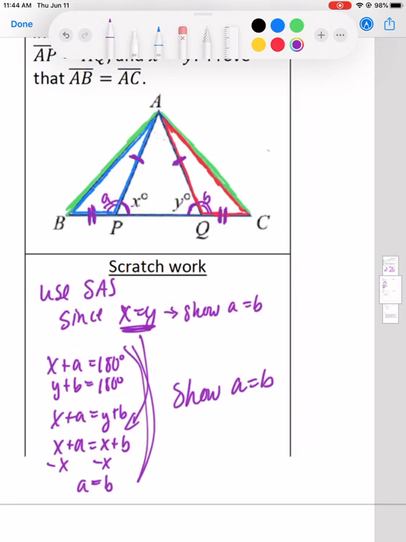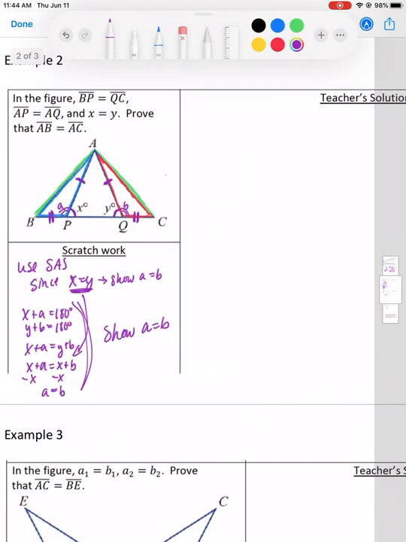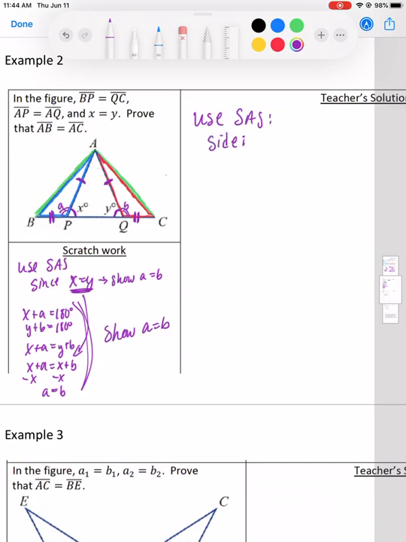part. All right, now that we've done that investigation, let's look at the teacher solution. The teacher solution will begin with using, and tell my reader to use side angle side. The side correspondence is going to be given from my figure. Let's start with the first tick mark, 1 mark. So AP equals AQ.